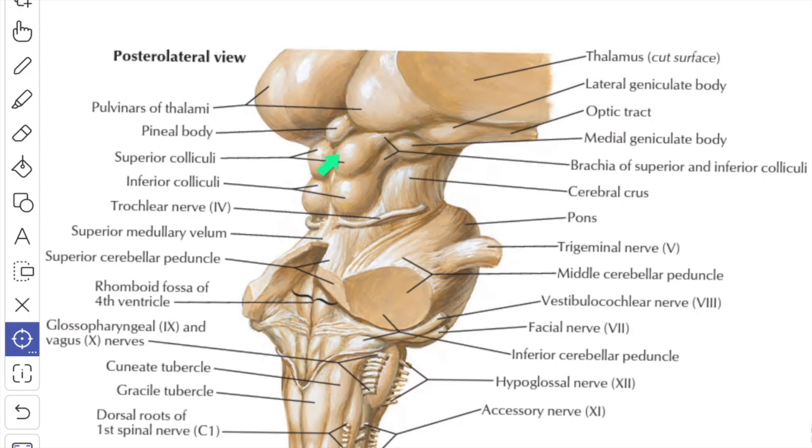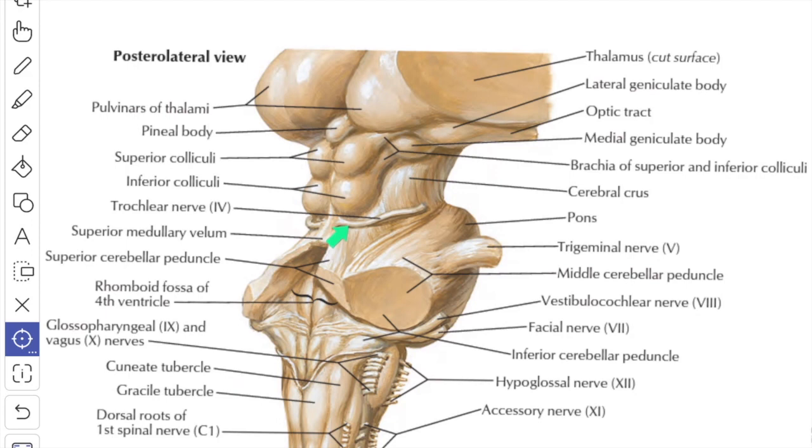The vertical limb of the sulcus, when traced above, forms a surface depression which lodges the pineal body, and when traced below it becomes continuous with the frenulum veli, a median ridge on the dorsal surface of the superior medullary velum. The trochlear nerve emerges on each side of the upper part of the frenulum veli after decussation in the superior medullary velum.